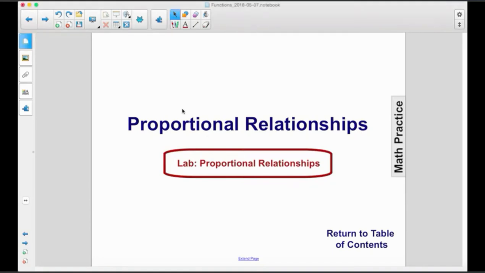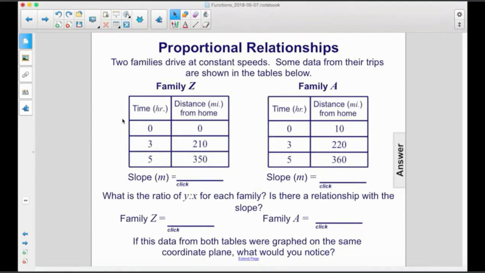Proportional relationships. Two families drive at constant speeds. Some data from their trips are shown in the tables below. All right, so here, what's the slope? Well, that's 70, and the slope here is also 70.